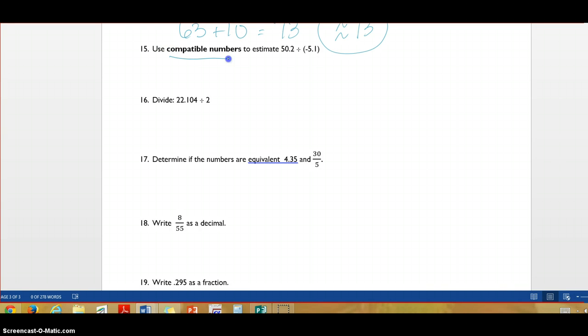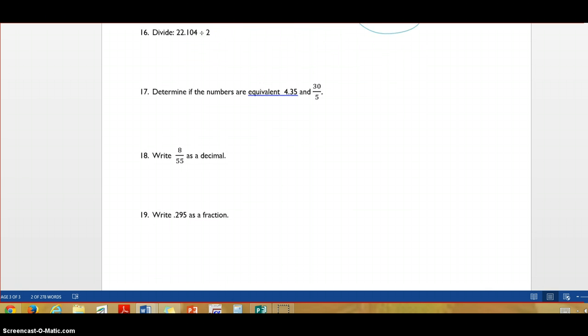Now we're using compatible numbers to estimate 50.2 divided by negative 5.1. Now we have to remember when we're dividing, we want to pick numbers that are easy where we won't get any remainders. So I would round my 50.2 to 50 and my negative 5.1 to negative 5. So now we know that our answer would be a negative 10, a negative because they're different signs and we're dividing. So our answer is approximately negative 10.